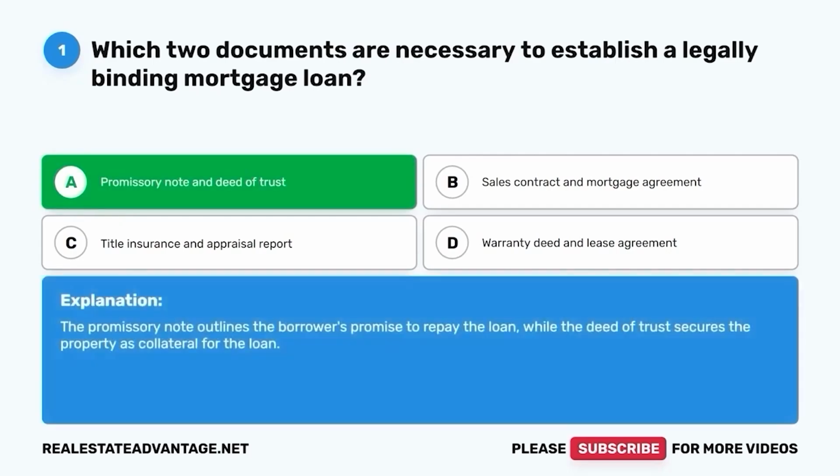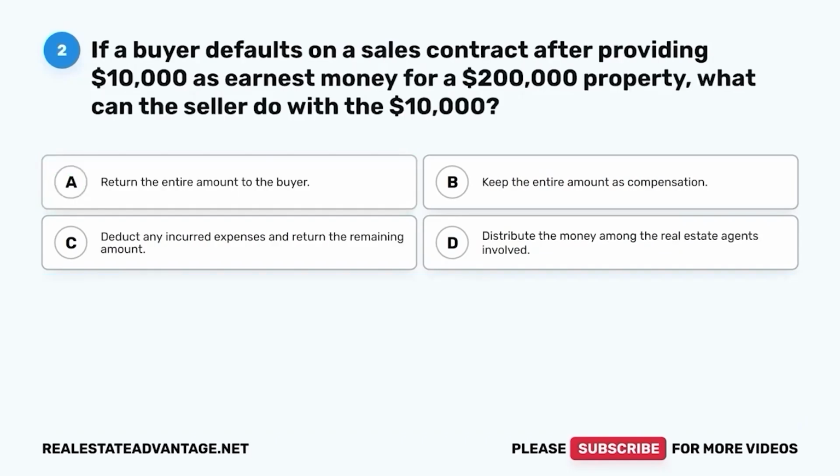The promissory note outlines the borrower's promise to repay the loan, while the deed of trust secures the property as collateral for the loan. Question 2.